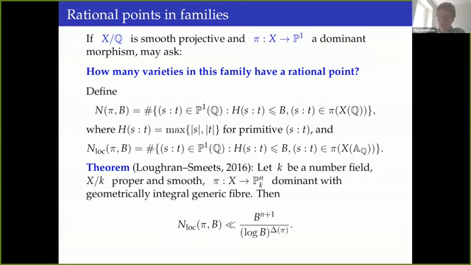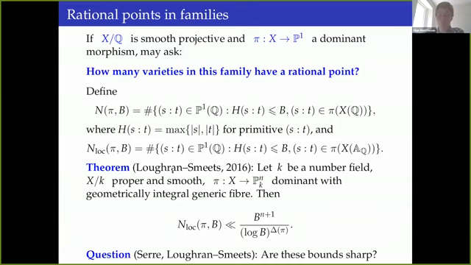The latter counting function has been studied in work by Loughran and Smeets, who prove asymptotic upper bounds in a somewhat more general setting. Their work is a generalization of work by Serre on conic bundles, and both Serre and Loughran and Smeets ask in their papers whether the asymptotic upper bounds they obtain are actually sharp.